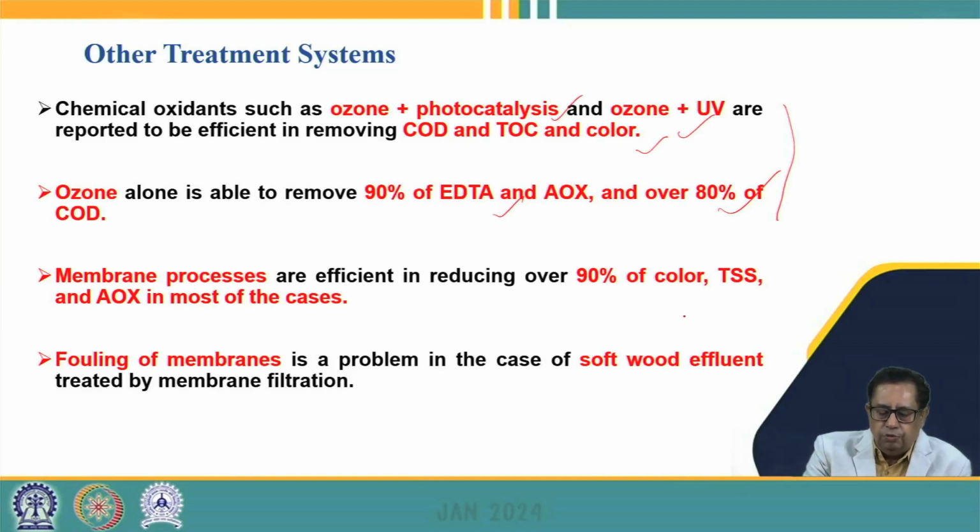Similarly, we can also go for the membrane processes, where it has been found that 90% of color, total suspended solids and AOX can be removed by using this process. But again, this process may prove to be costly because of the fouling of the membranes, because we know that there may be a number of fine particles present in the wastewater. So these may choke the membranes, and it can increase the cost of the treatment. Similarly, when we are using softwood effluents, the choking of the membranes may be very fast.